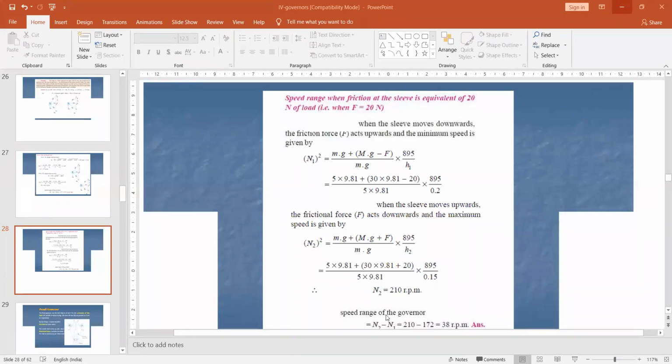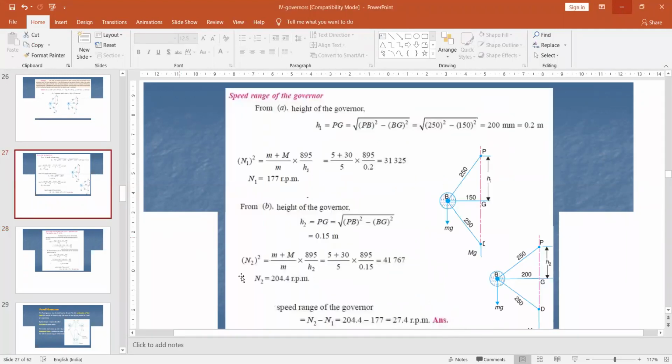Therefore, the range of the speed of the governor is the difference between N2 and N1, that is 38 RPM. So when friction is considered, the range of the speed is 38 RPM. Without consideration of friction, it is 27 RPM.